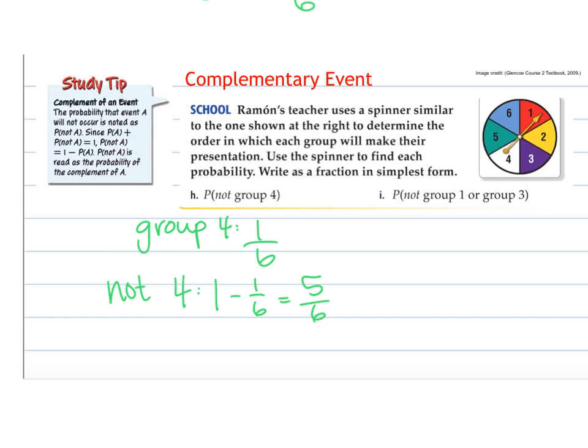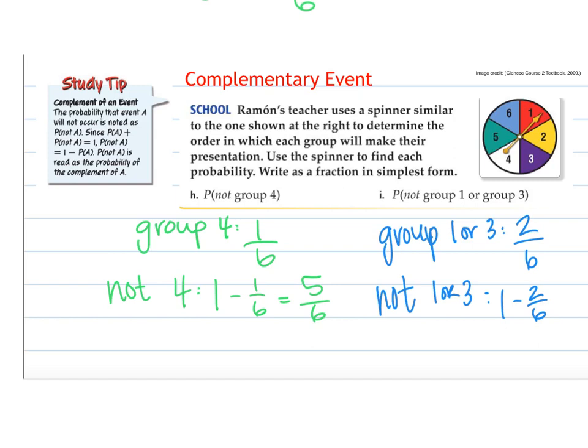Next one, the probability that it's not group 1 or 3. Well, group 1 or 3, that's 2 out of the 6. So not 1 or 3, I could take 1 and subtract off that probability. Okay, we're finding the opposite, whatever's left, which would be 4/6, simplifies to 2/3. Okay, so there's 4 other numbers that are not a 1 or 3. So those are complementary. And again, if I were to add these up, they would equal 1.